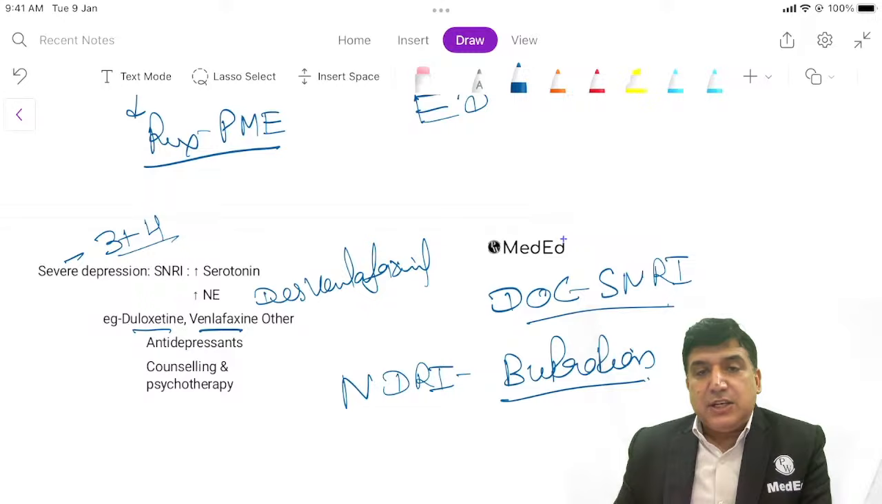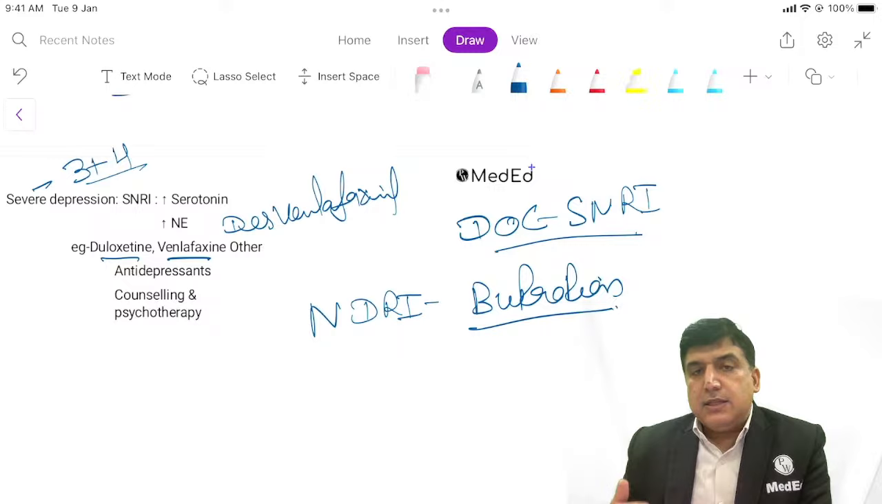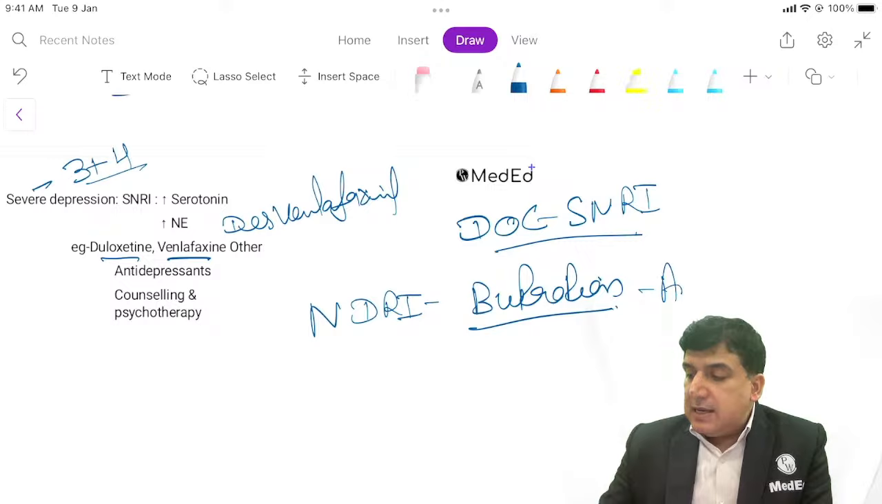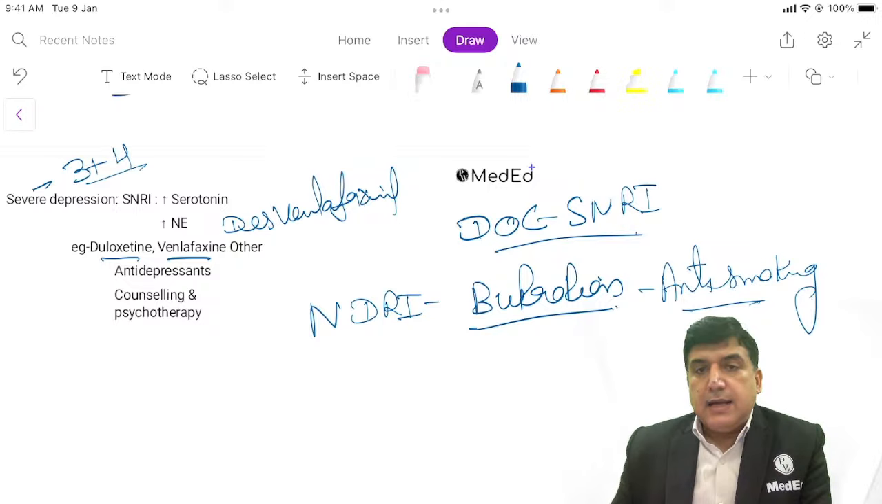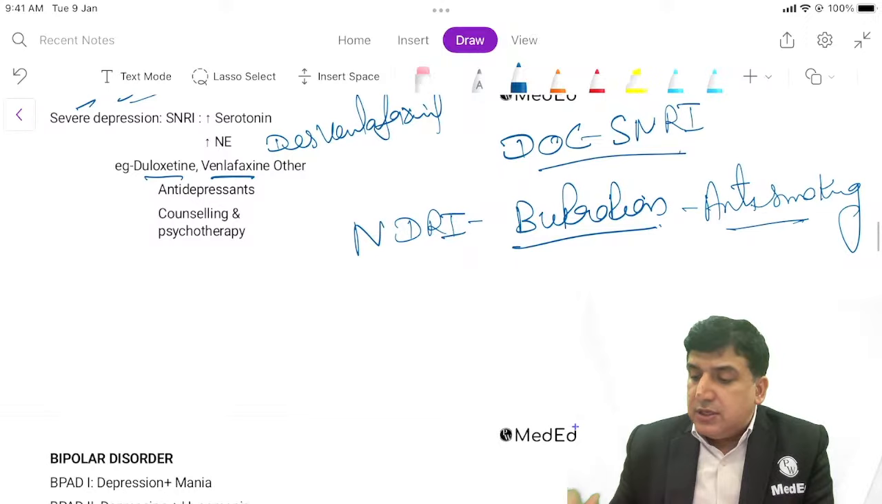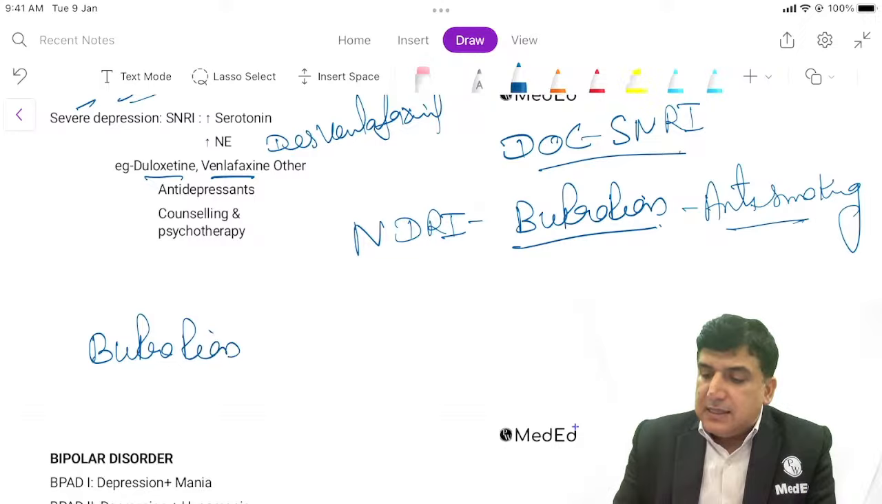Bupropion is sexually safe. It doesn't cause any sexual side effect. Okay, it is contraindicated in epilepsy, and we also use it as an anti-smoking agent. Please remember one thing about sexual side effects. They usually ask which antidepressant is safe regarding sexual side effects, the least sexual side effect, and that is bupropion. Usually they ask this MCQ multiple times, they have asked, so be very careful about it. Bupropion least, then what? Mirtazapine, and then what? Phenylalanine, then what?